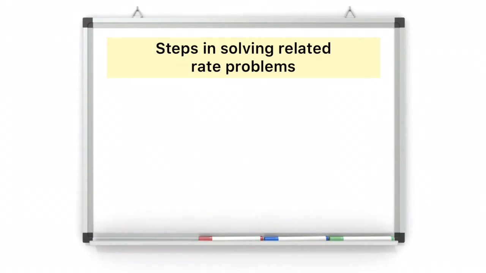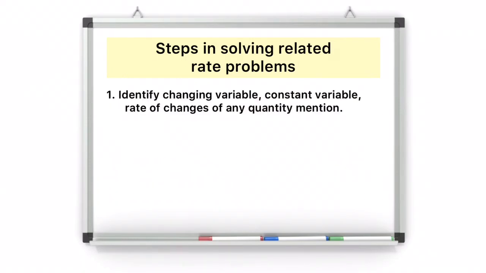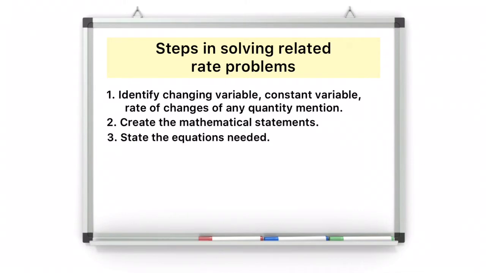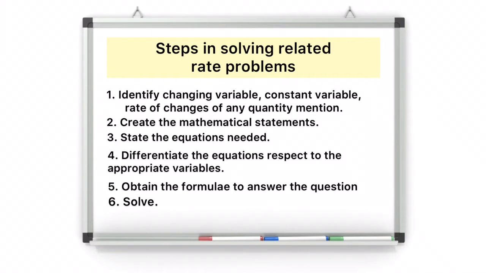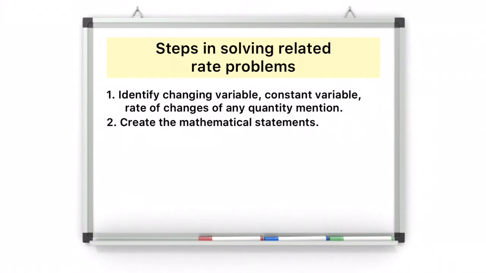Now moving on to the steps in solving rate problems. First, identify the changing and constant variables and the rates of change of any quantity mentioned. Number 2, create the mathematical statements. Number 3, state the equations needed. Step 4, differentiate the equations with respect to the appropriate variables. 5, obtain the formula to answer the question. And lastly, solve.